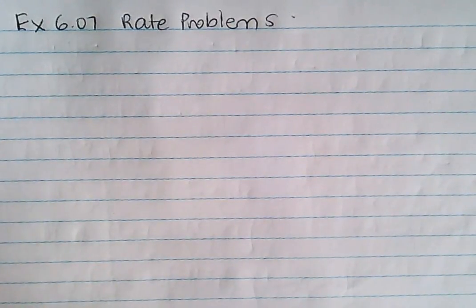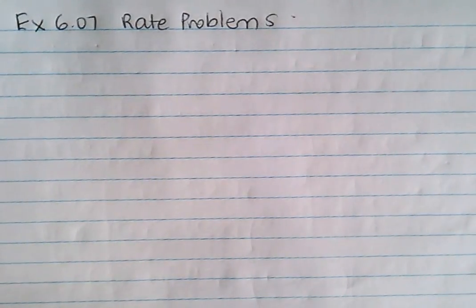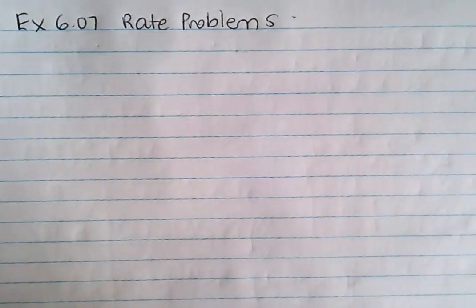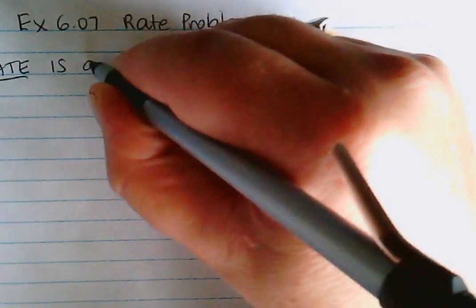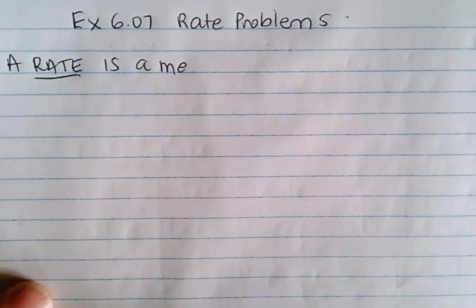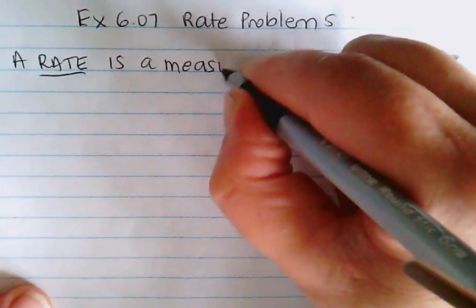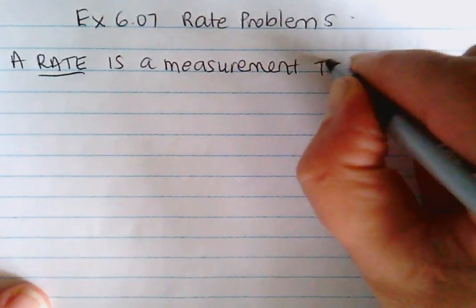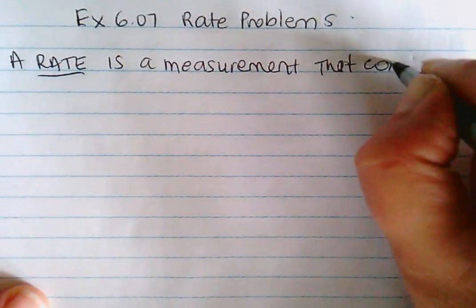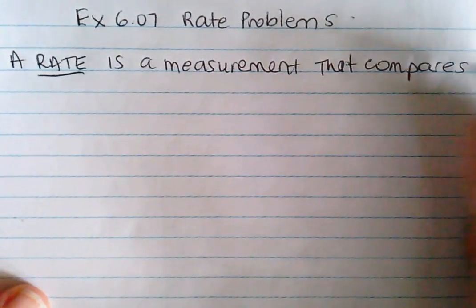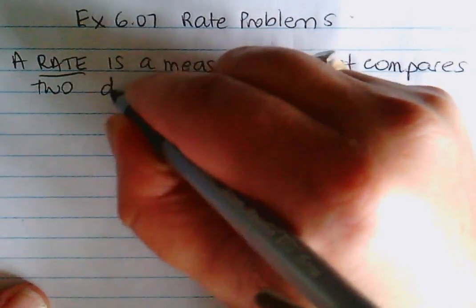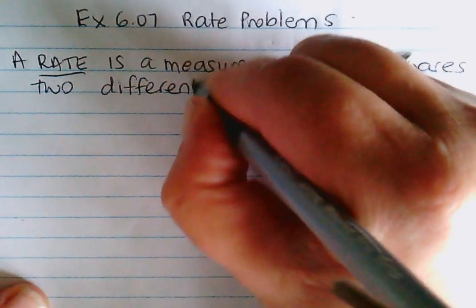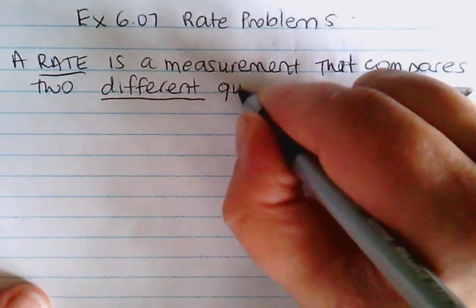So we just finished looking at ratios, which compares two quantities of the same type, and they have to be in the same units. A rate is different. A rate is a measurement that compares two different quantities. So this is really important. A rate compares two different quantities.